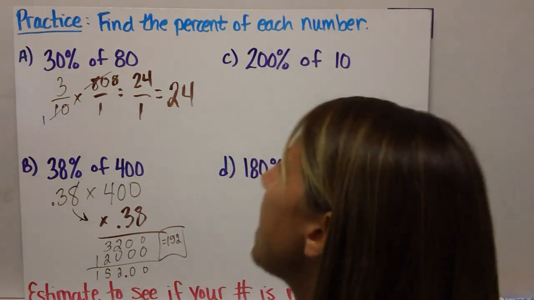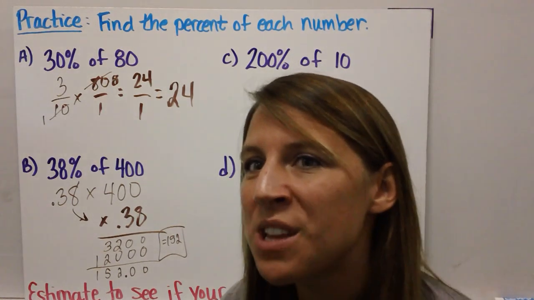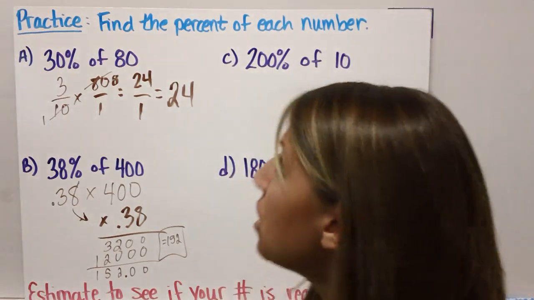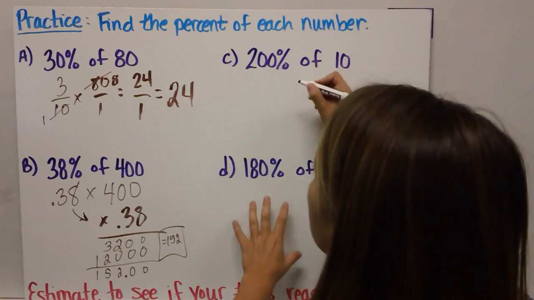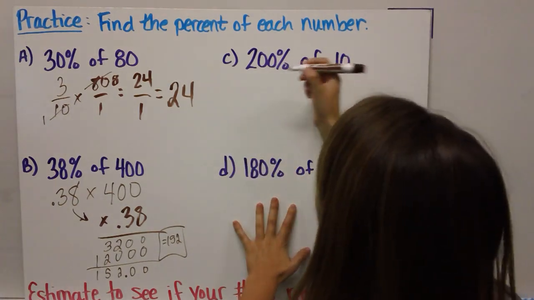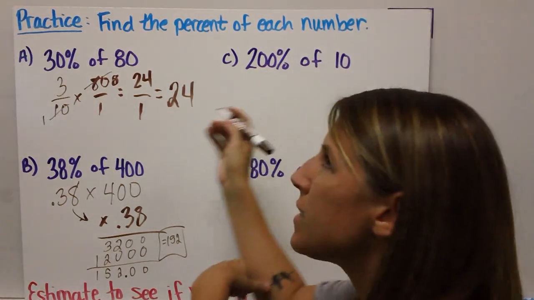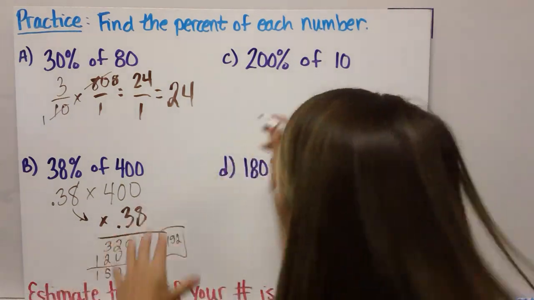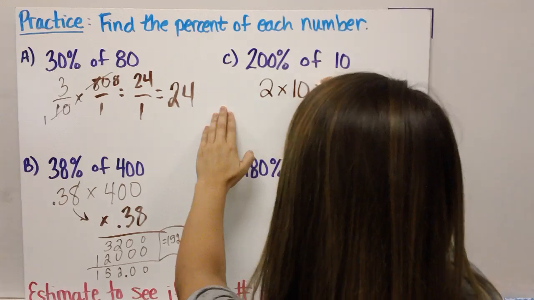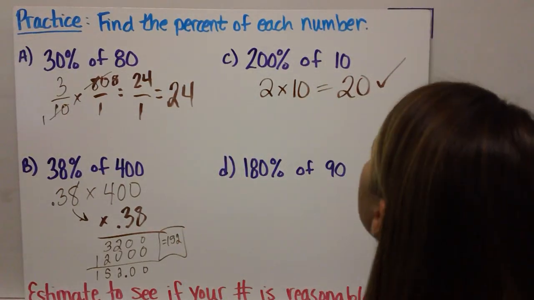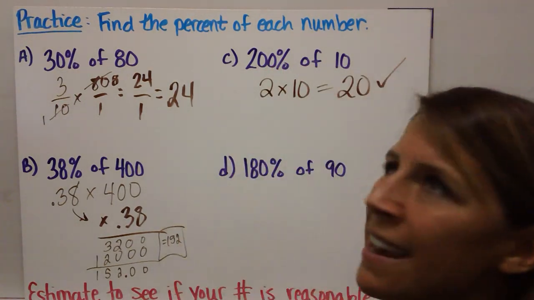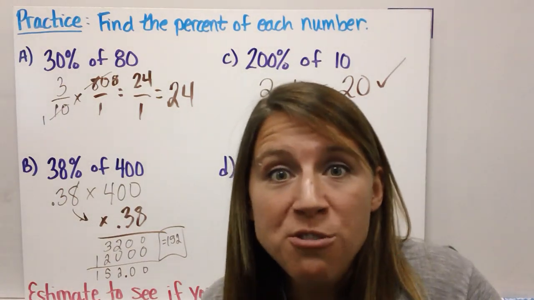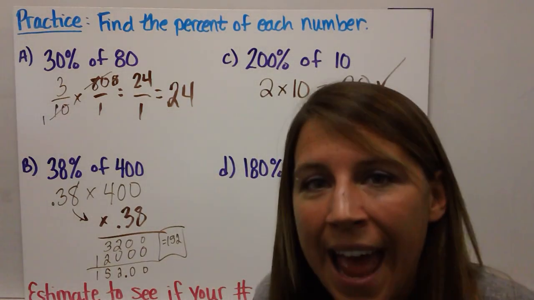How about 200% of 10? 200% means more than the whole. 100% of 10 is 10. So 200%. To change a percent to a decimal, we can say, well, we move it twice. We're technically dividing by 100. 200 divided by 100 is 2. So 2 times 10 is 20. Doesn't that make sense that 200% of 10 is 20? Well, yeah. 200% is double 100%. So 20 is double 10.